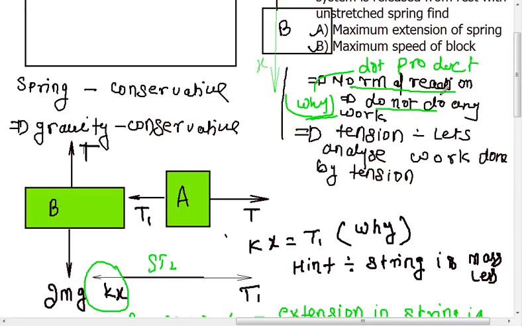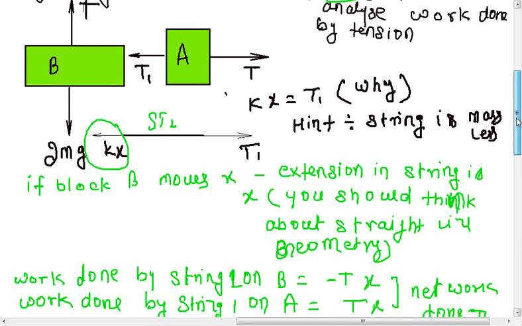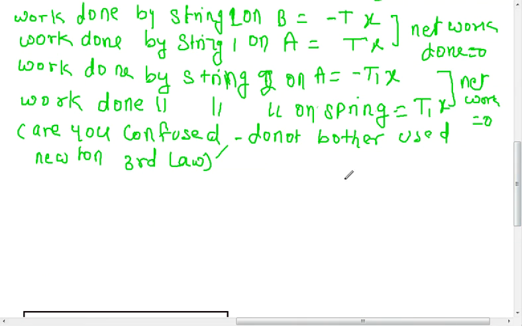Okay guys, and tension. Work done by tension is going to be 0, we had analyzed. So if you look here, there are only two types of work taking place: work done by spring and work done by gravity.